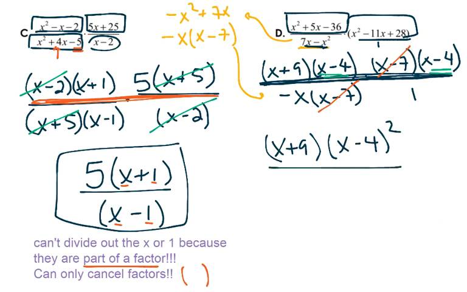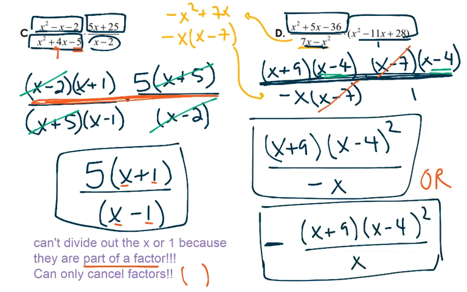In the denominator, I just have a negative x. Now, this answer would be perfect, or what you could do is rewrite it with the negative sign out in front. So I just want you to realize that those mean the same thing. That negative sign at the bottom could just stay down there or come out front.